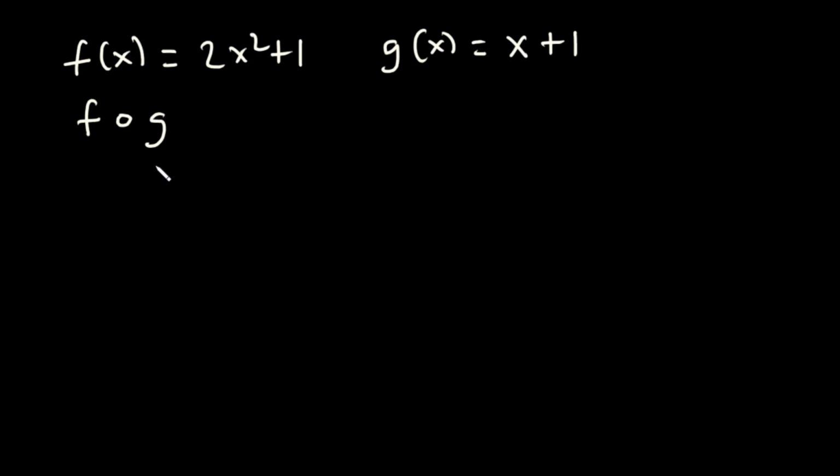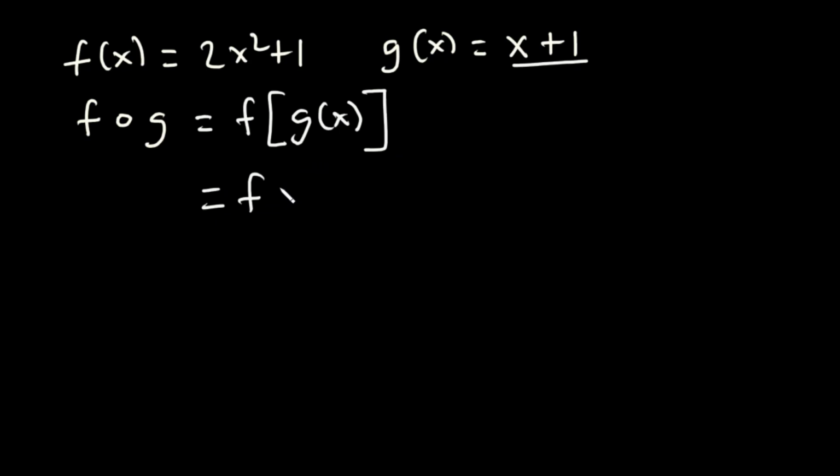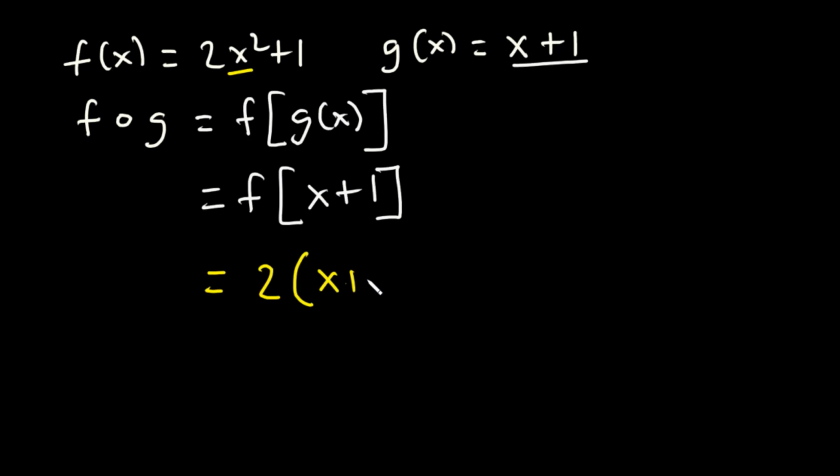F of g is a composite function, which simply means g is inside of f and is equivalent to f into brackets g of x. To find f of g of x, we simply need to replace g of x with x plus 1. So it's going to be f into bracket x plus 1. Since x plus 1 is inside f, we are going to replace x with x plus 1. So it's going to be 2 into bracket x plus 1 all squared plus 1.